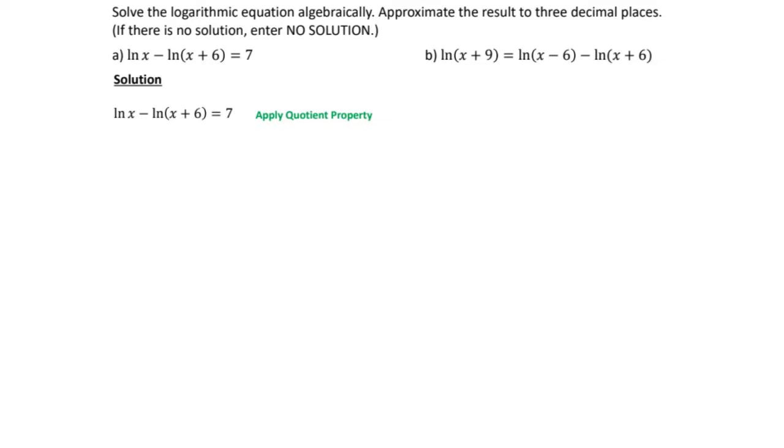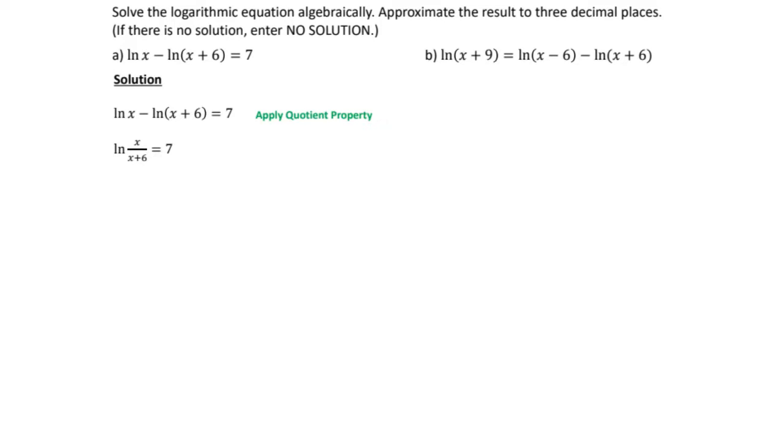So let's look at this A. We have two logs that are identical. We have natural log of x minus natural log of x plus 6 is equal to 7. So we can condense the left side if we want to solve for this logarithmic equation. We can do the division, applying our quotient rule. This gives us natural log of x divided by x plus 6 is equal to 7.